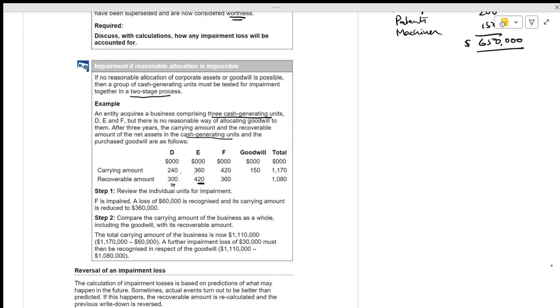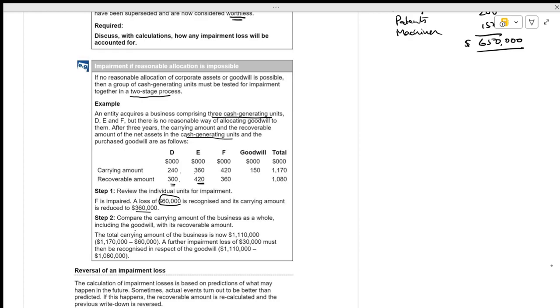How much is the impairment? The impairment is 60,000. Impairment means it has been reduced to 360. Now, goodwill is how much? 150. Step 2: first, we take the individual components. Second, compare the carrying amount of the business as a whole, including goodwill, with the recoverable amount.